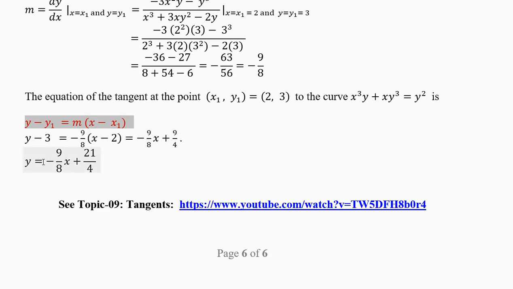So equation of your tangent is, now take this minus 3 to this side. It will become 9 by 4 plus 3, which is equal to 21 by 4. So y equal to minus 9 by 8 x plus 21 by 4. This minus 3 will go this side. It will become plus 3 and it will become 21 by 4. You can take help of a calculator. So this is your final answer.